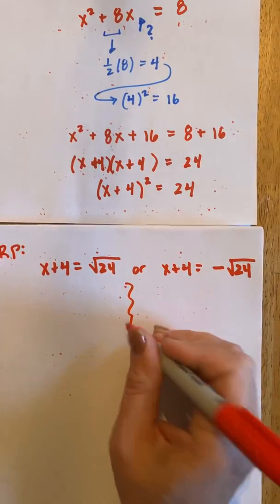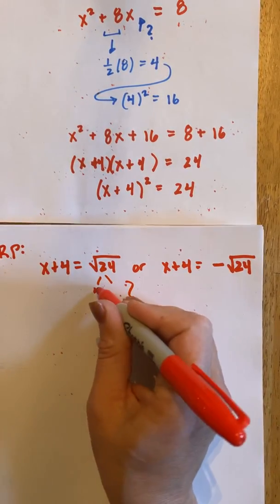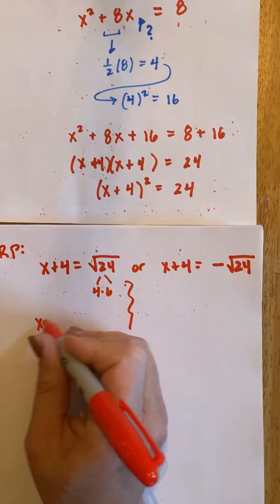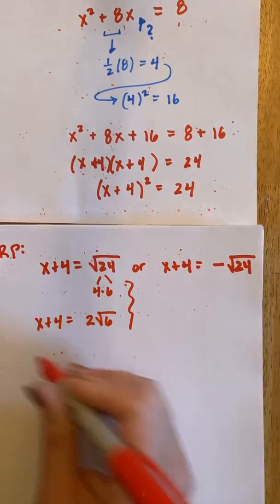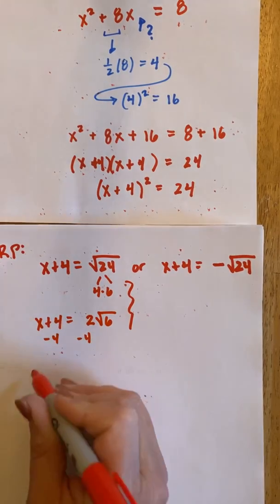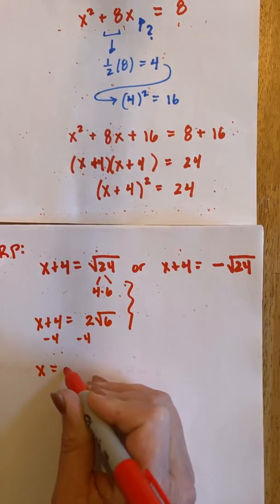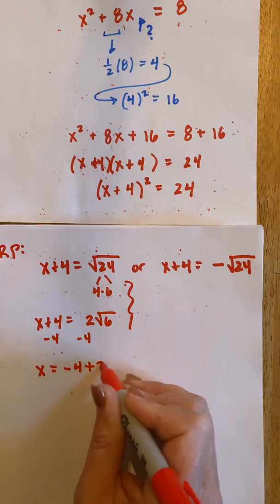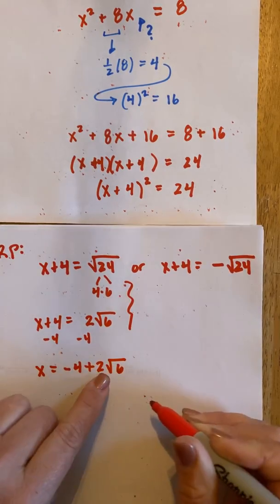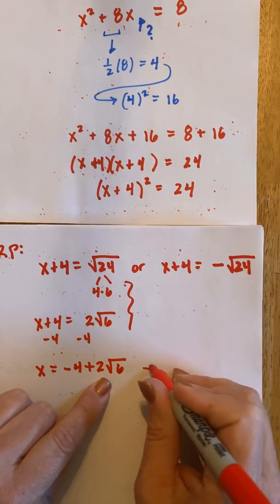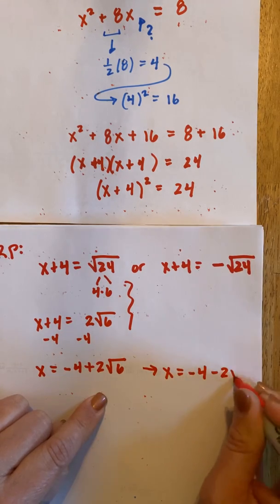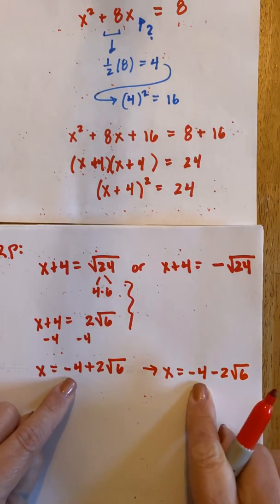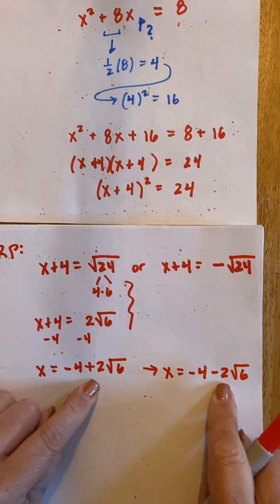I always solve the positive one first. 24 is 4 times 6. So x plus 4 equals 2 square root of 6. Solve for x. Keep the nice part of the number first, the radical part second. Here we have a solution that involves a radical that we can't simplify. So I automatically know the other solution is going to be its conjugate buddy, leaving the sign in front of the nice part of the number alone, changing the sign in the middle.